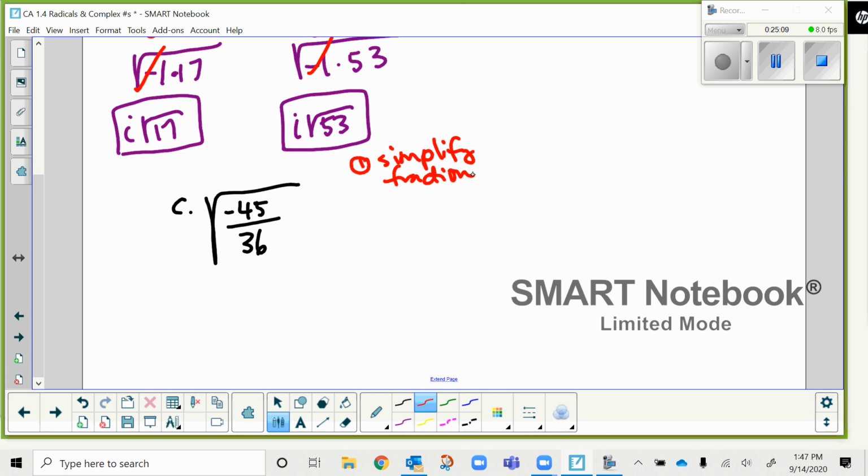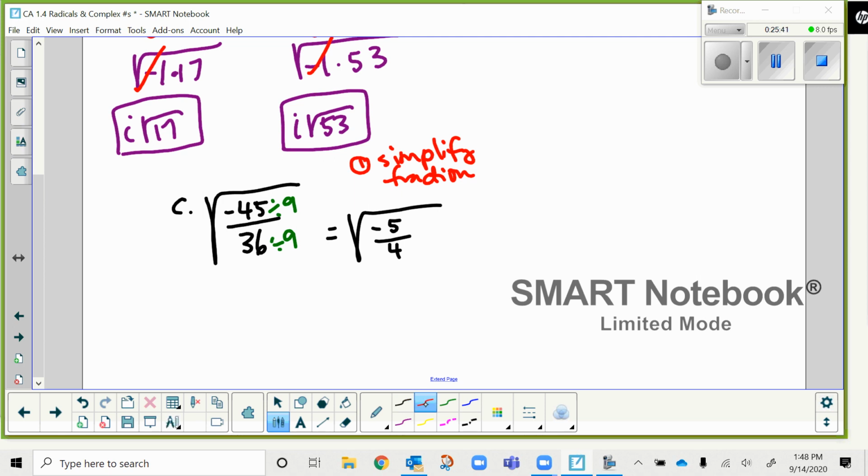So if I'm looking at 45 and 36, 3 goes into both of those, but 9 also goes into both of them. So we're going to go with the 9. Dividing 9 out of both of them gives me the square root of negative 5 over 4. So I simplified my fraction.